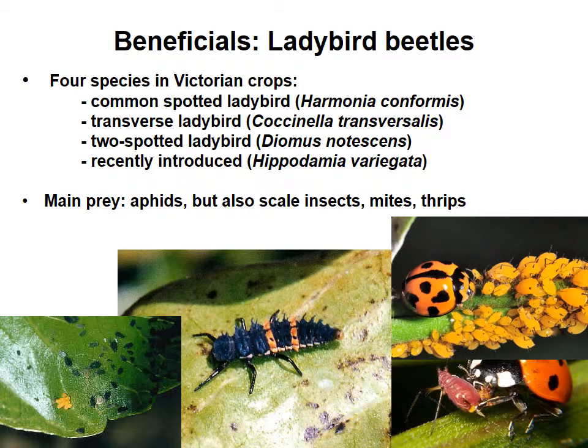One of our most important beneficials is the ladybird beetle. There are 4 species commonly found in Victorian crops: the common spotted ladybird, transverse ladybird, two-spotted ladybird, and the recently introduced Hippodamia variegata. Their main prey is the aphid, but they'll also eat scale insects, mites, and thrips. They simply catch the aphid and chew it up. Pictured here in the middle of the screen is the juvenile ladybird, which looks obviously very different to the adult.